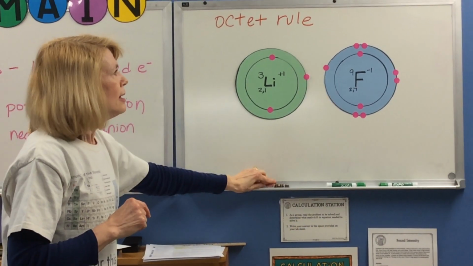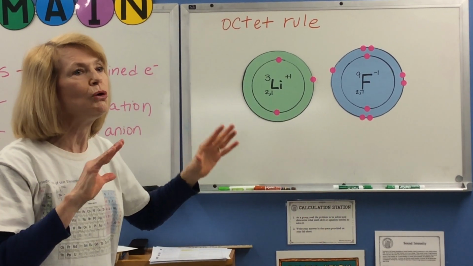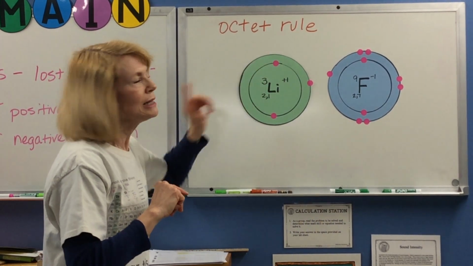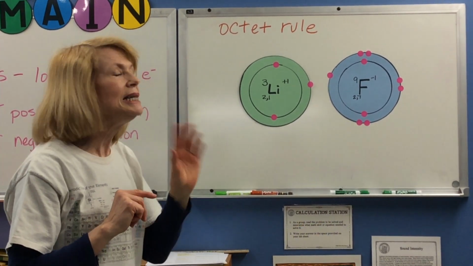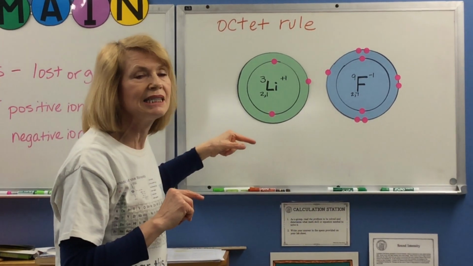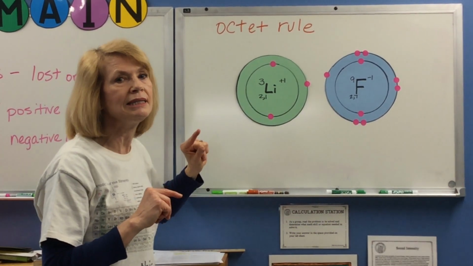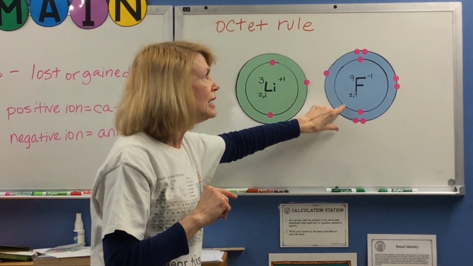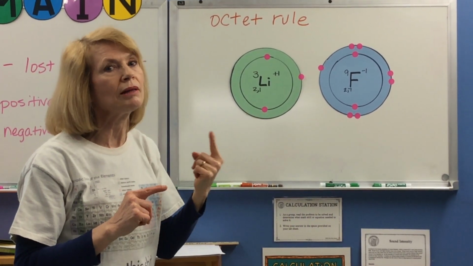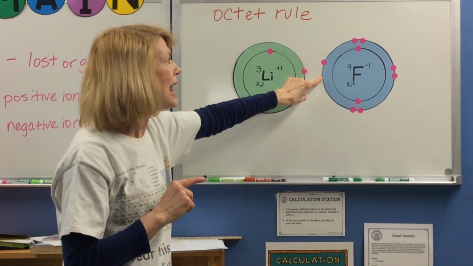So these atoms really want to have 8 electrons or a full outer shell. Lithium only has 1 electron in its outer shell. It's easier for lithium to get rid of that electron than it is for it to gain 7 more electrons. It's easier for it to get rid of one than to gain 7. Fluorine has 7 electrons in its outer shell. It really wants 1 more electron to become stable. It needs an 8th electron.